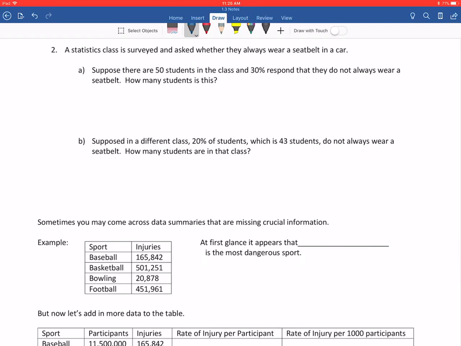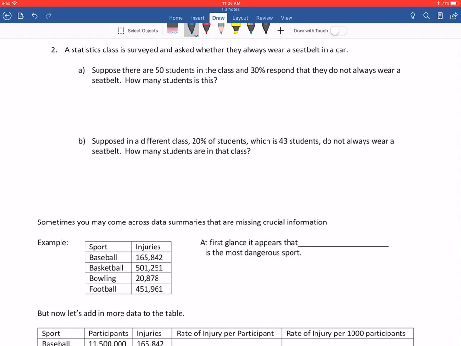Okay, different question. In this question, we have a statistics class being surveyed, and they were asked whether they always wear a seatbelt in the car. Suppose there are 50 students in the class, and 30% of them respond that they do not always wear a seatbelt. How many students is this?